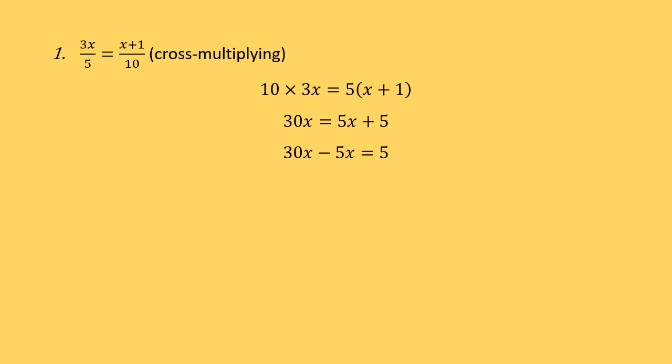30x minus 5x equals 5. We have taken like terms on one side and the numbers on the other side. 25x equals 5. x equals 5 divided by 25. That fraction, we can have the simplest fraction, so x equals 1 over 5.